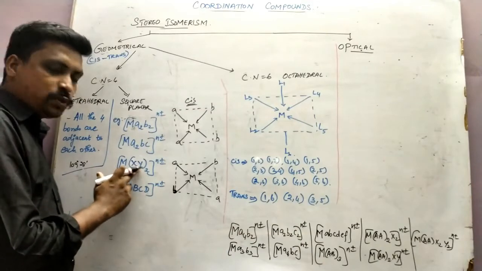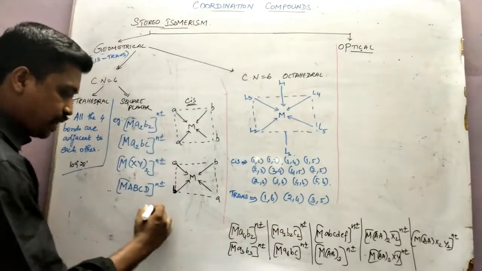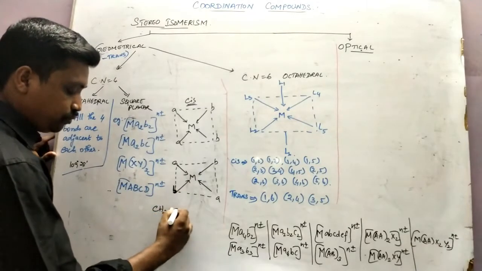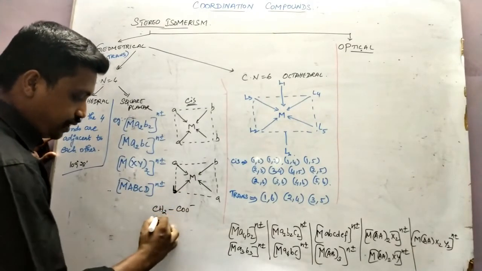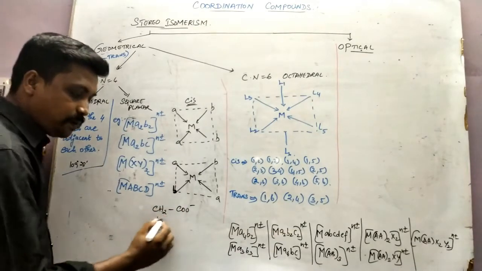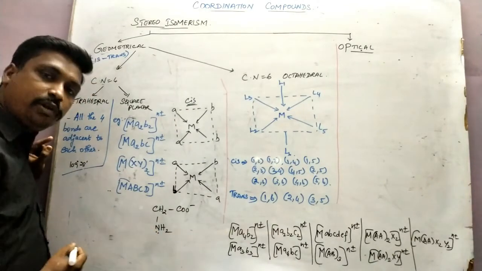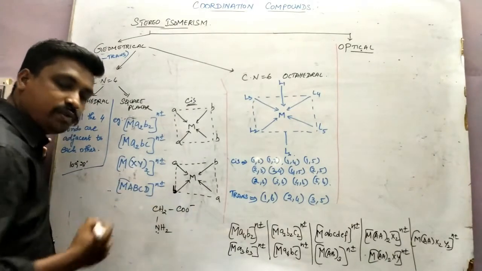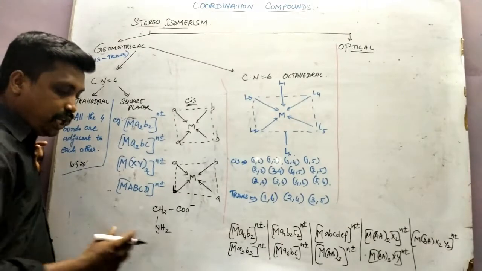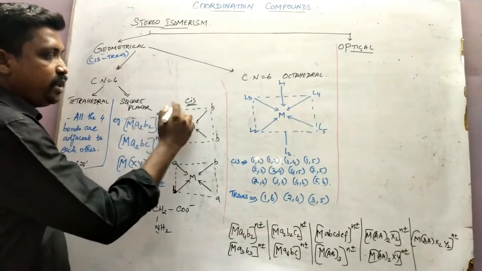Similarly, here XY means an unsymmetrical bidentate ligand. I will give you an example: glycine, M(gly)2. It is from the amino acid glycine. Here nitrogen can donate a pair of electrons and this oxygen can donate a pair of electrons. I will write the cis isomer only, it will be easy for you.